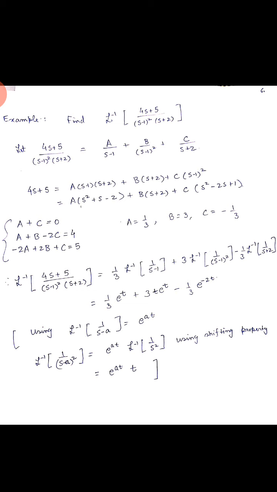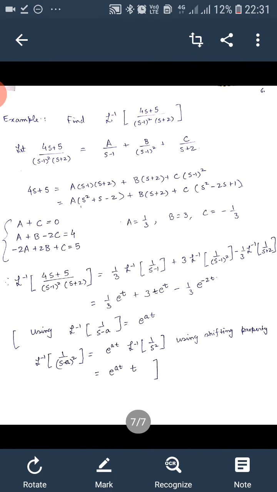If I multiply out s minus 1 times s plus 2 and open the square s minus 1 whole square, and then compare the coefficients of s square, s and the constant term, we will obtain three equations: a plus c equal to 0, a plus b minus 2c equal to 4, and minus 2a plus 2b plus c equal to 5. This is a system of linear equations, and if we solve these simultaneous equations, we obtain the values of the unknowns: a is equal to 1 over 3, b is equal to 3 and c is equal to minus 1 over 3.